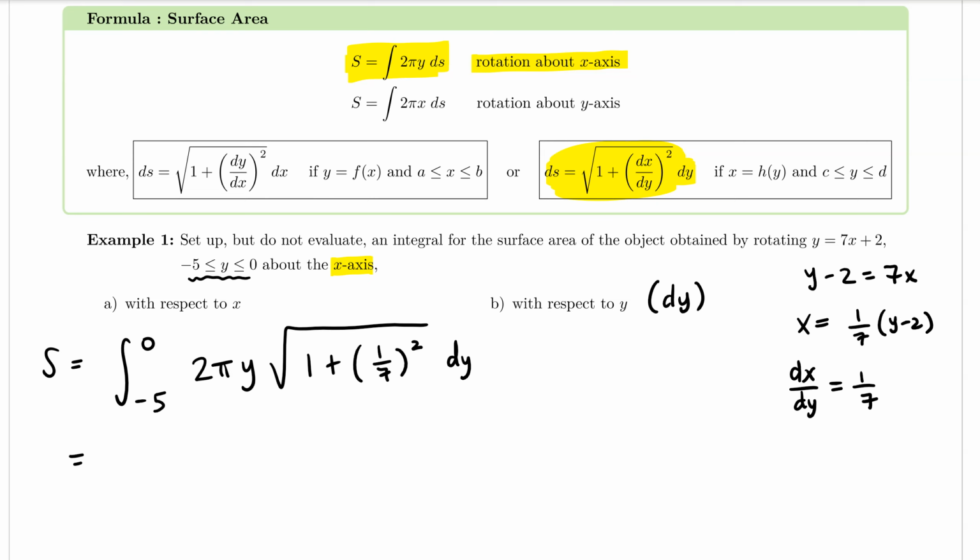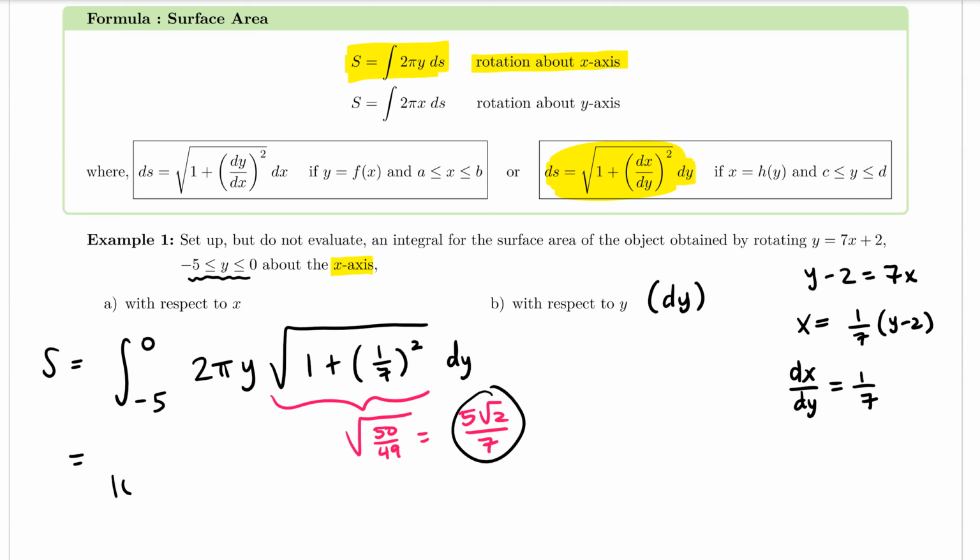Okay, so if I simplify the radicand, we get 1 plus 1 over 49. That's going to change into 50 over 49. And if I take the square root of that, we could rewrite that as 5 root 2 over 7.